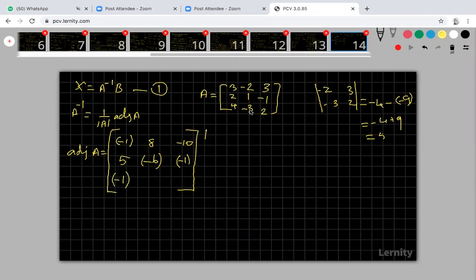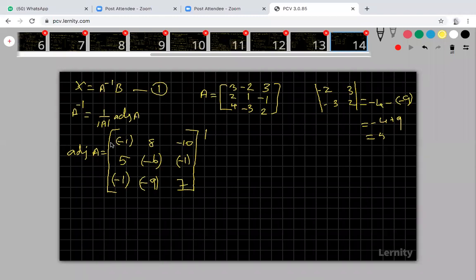And this element, leave this column, leave this row. What is the answer? Minus 3 minus 6. 2 into 3, 6 minus 6, so minus 3 minus 6 means we will get minus 9. And the last element, this element's minor is 3 minus of minus, plus 4. So therefore 7. These are the minor values.